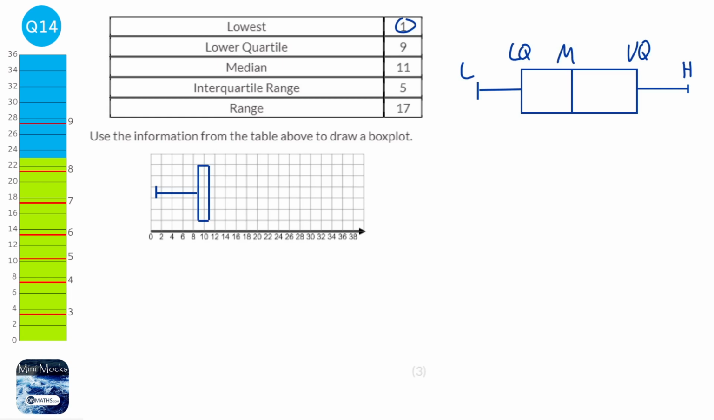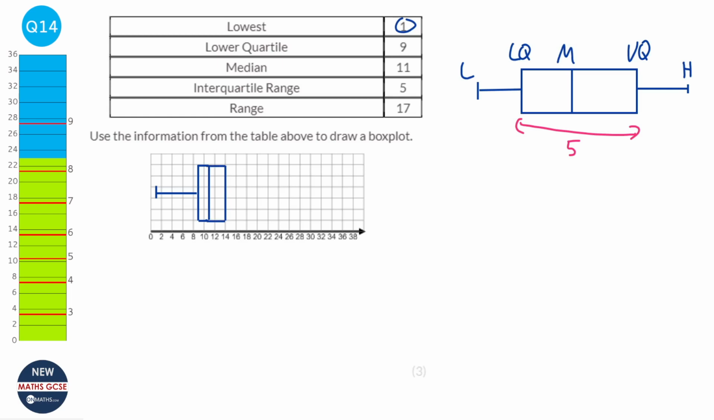Now it says the interquartile range is 5. The interquartile range is the distance here. So that's 5, so it's going to be 5 more than the lower quartile. If the lower quartile is at 9, it would be 9 plus 5, which will be 14. So if we get our line at 14, and then complete our box plot. Here we go.